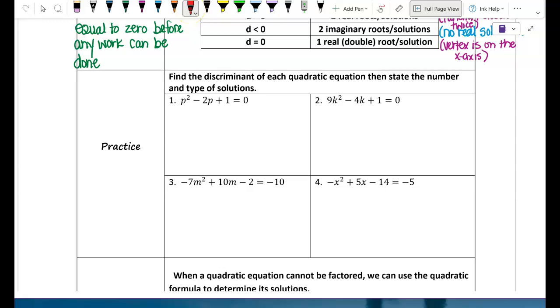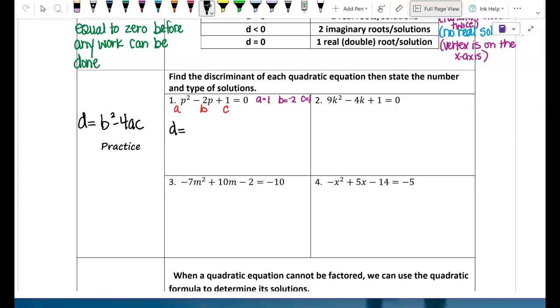We already have that one side equal to 0, so we don't have to do anything there. So we have A, B, and C. In this case, A is 1, B is -2, and C is 1. So I'm going to substitute into my discriminant. Again, my discriminant, D equals B squared minus 4AC. So I need to substitute into that to find out the value of my discriminant, so I know, again, what type and how many solutions I have.